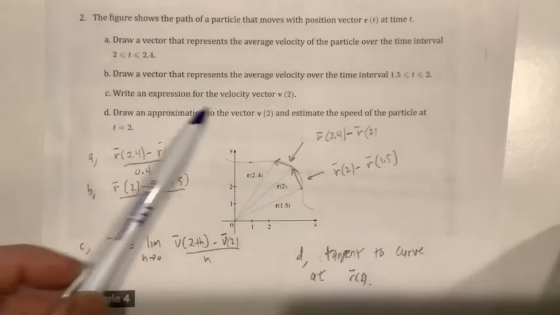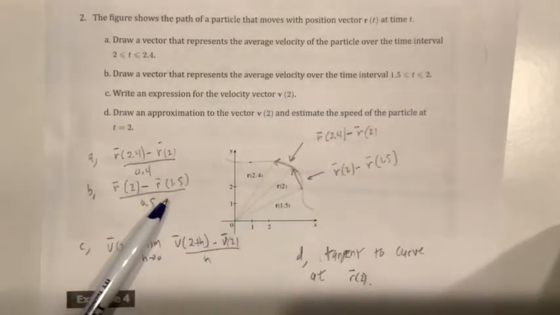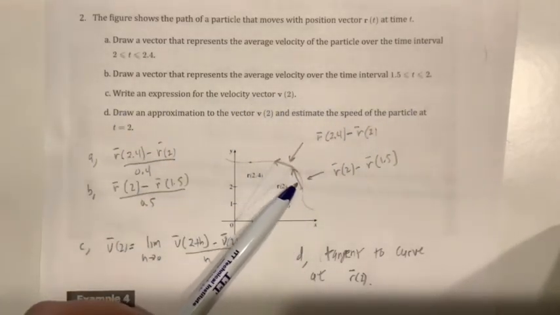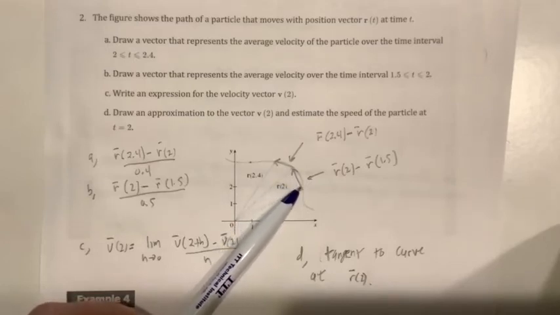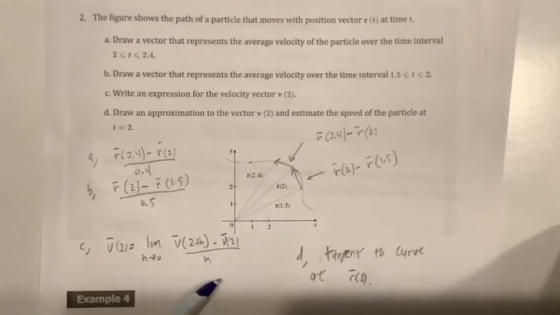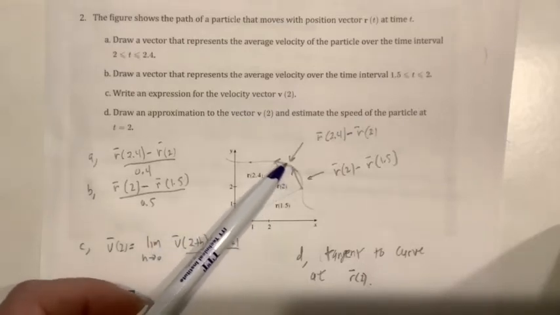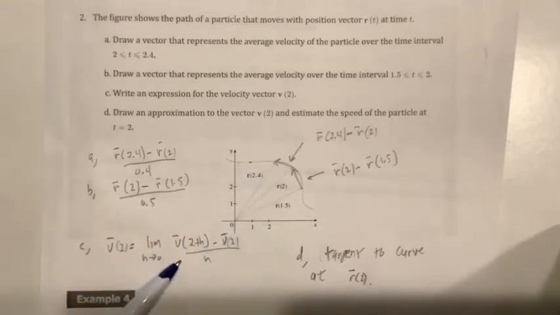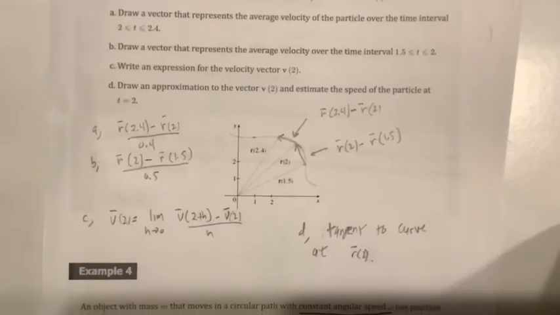Similarly, if you want to go from 1.5 to 2, this vector here is r of 2 minus r of 1.5, and if you divide by 0.5, it would be this vector, but it'd be longer. Then the velocity vector at 2 would be a tangent vector at 2, and it would be written like this. And that's how you could look at it.